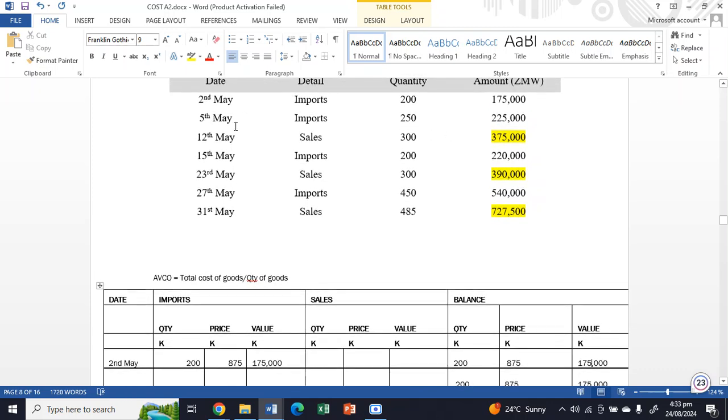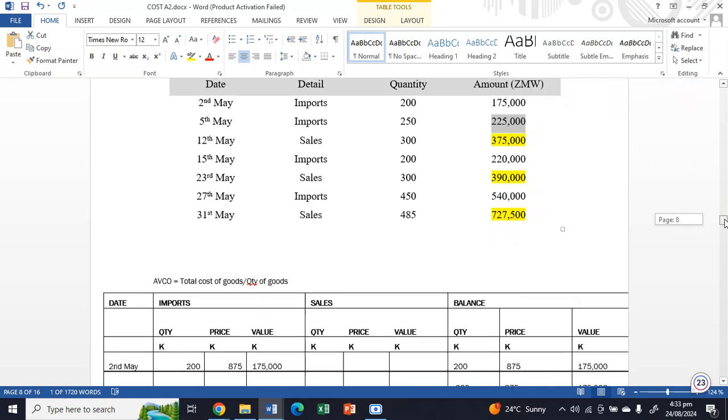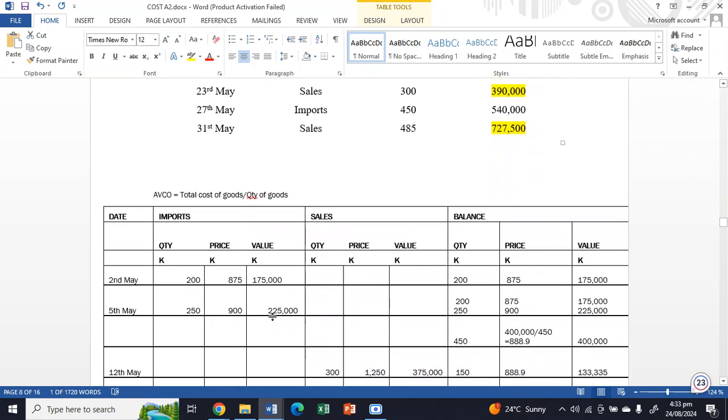5th May, we purchased 250 goods and we paid a total of 225,000. To find out how much we paid for each good, 225,000 divided by 250, we paid 900.